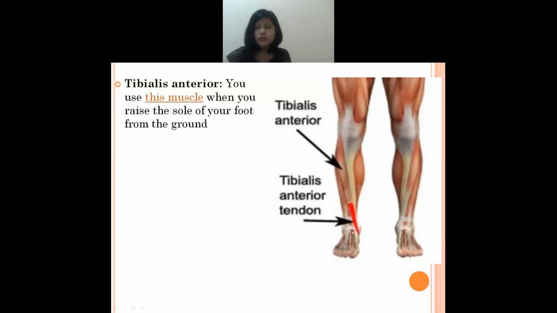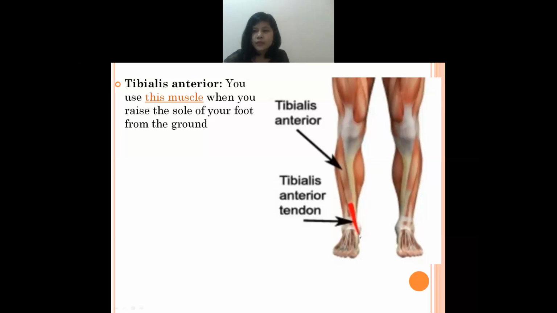Sole, S-O-L-E, means this. I'm just showing you, this is your hand, it's not the sole, this is your palm, P-A-L-M, palm. And suppose you imagine this is your foot. The downside is known as the sole. Understand, S-O-L-E, sole.